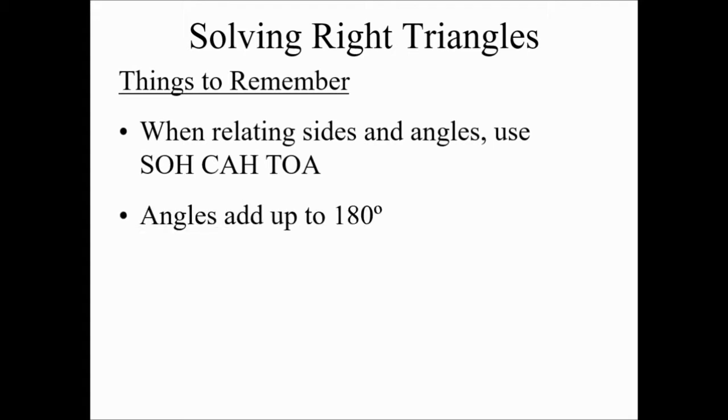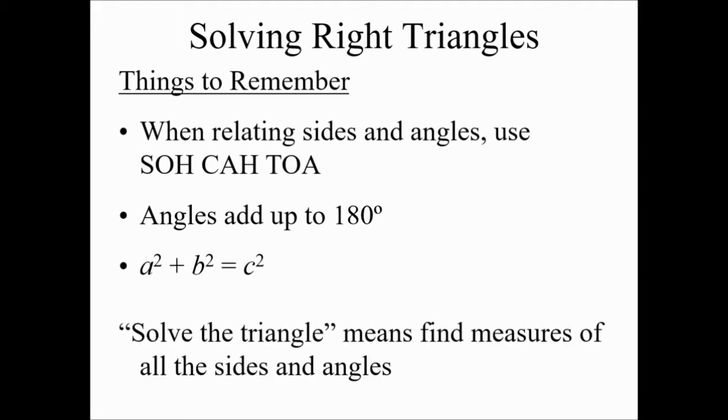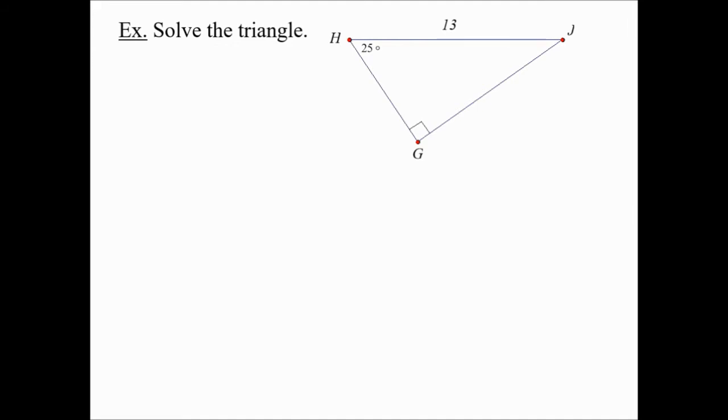But we have some other tricks up our sleeve. We can also remember that the angles add up to 180, right? So if you know 2 of the angles, you can find the third angle by just remembering they add up to 180. And then also we can use this. If we know 2 sides of the triangle, we can find the third side using Pythagorean theorem. So the phrase solve the triangle means find the measures of all the sides and also all the angles. So mostly that means you're going to have 3 different things to find before you're done with the problem. So let's solve this triangle. Okay, we're given, it's a right triangle, so we know one of the angles is 90. We're told that one of the sides is 13 and one of the angles is 25.